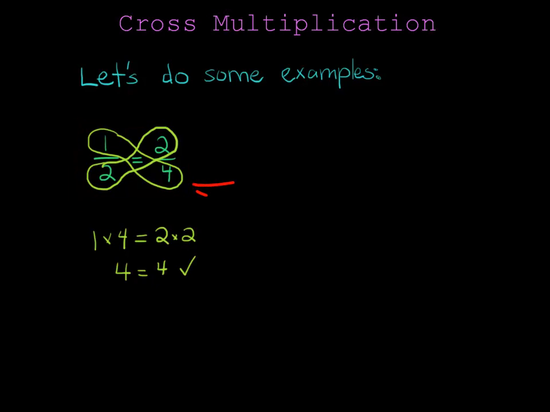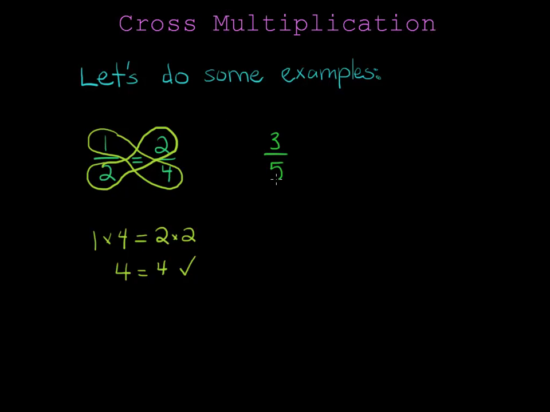So I take one side of the X, 1 times 4 is 4, and set it equal to the other side of the X, 2 times 2 is also 4. And I see that it works. It's true. 4 is equal to 4. Okay, well, let's try another example.